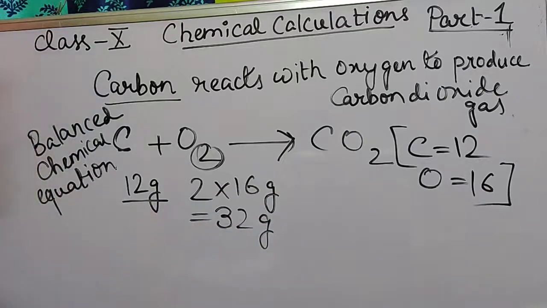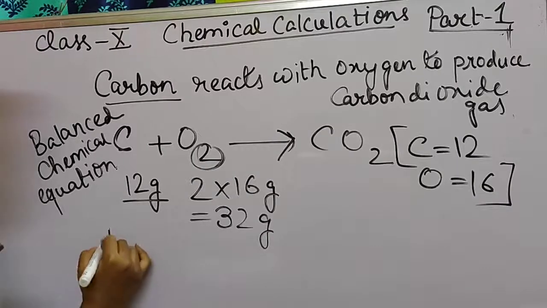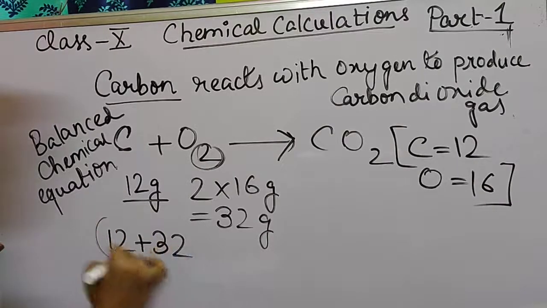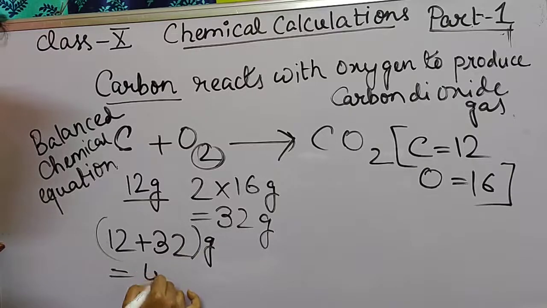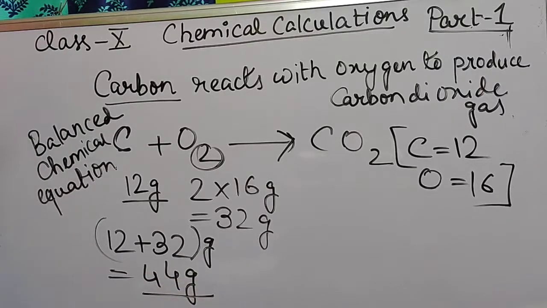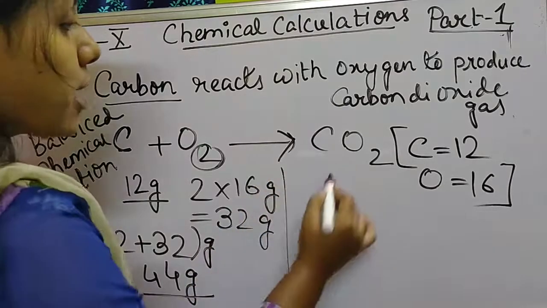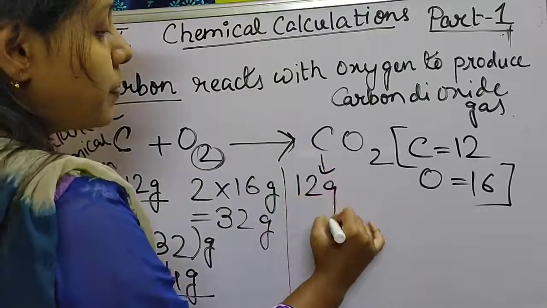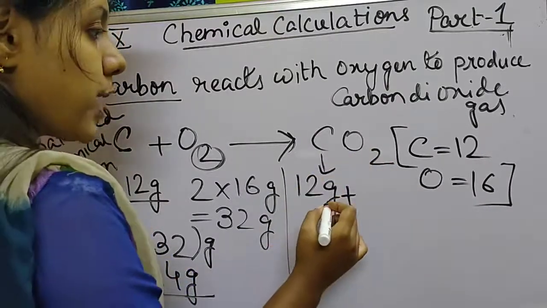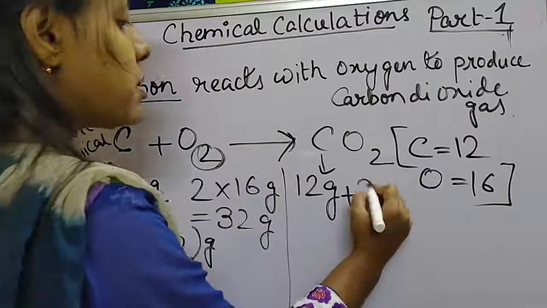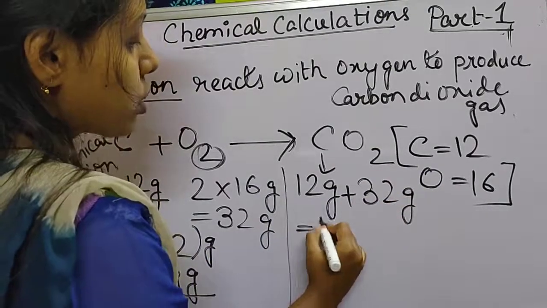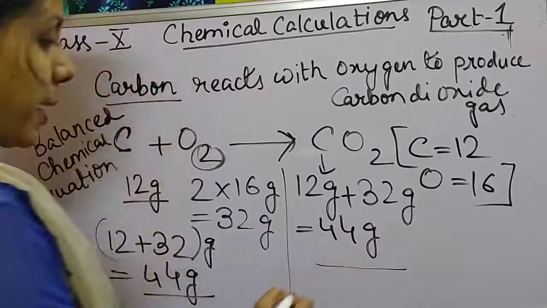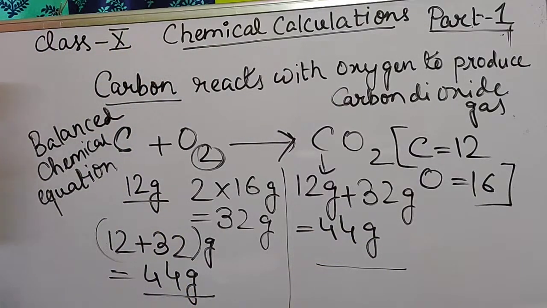Okay, so what is the total mass of the reactants? The total mass of the reactants is 12 plus 32, that is 44 gram. Now for carbon dioxide, here also only one atom of carbon is there, so 12 gram, plus 2 atoms of oxygen, so again 2 into 16, that means 32 gram, which is equal to 44 gram.